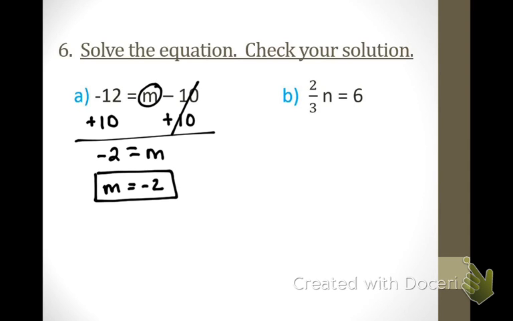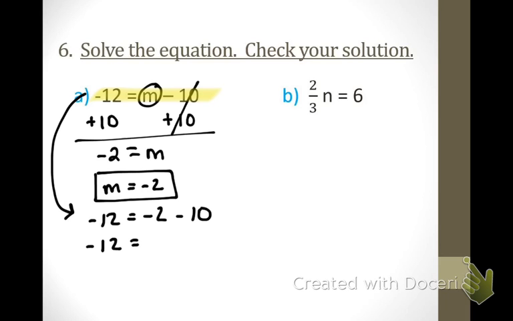Do you guys remember how to check something? You start with that original right there, but we're going to bring that down here: negative 12 equals M minus 10. Do I know what M is? Yes. What is it? Negative 2. So I'm going to get rid of the M, and instead I'm going to put in negative 2. Working from left to right, I'm just going to bring that negative 12 down. And now, what is negative 2 minus 10? Negative 12. Same sign, add the numbers, and keep the sign.